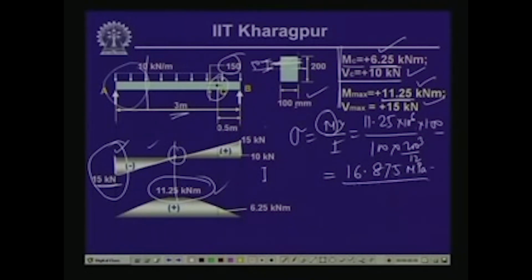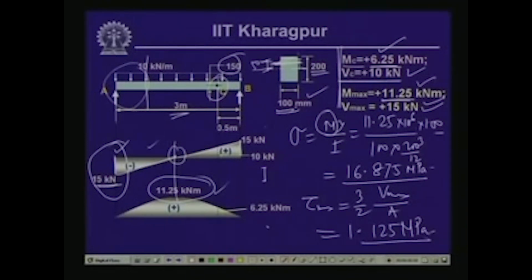Now, for a rectangular section, as you know, the maximum shear stress tau max is equal to 3 by 2 V max by area. V max here is 15 kilonewton, and area is equal to 100 multiplied by 200. If we substitute these values, the maximum shear stress comes as 1.125 MPa. So, at point C, we can compute the value of the bending stress and the shearing stress, and the maximum value of the normal stress and the shearing stress from this particular diagram.